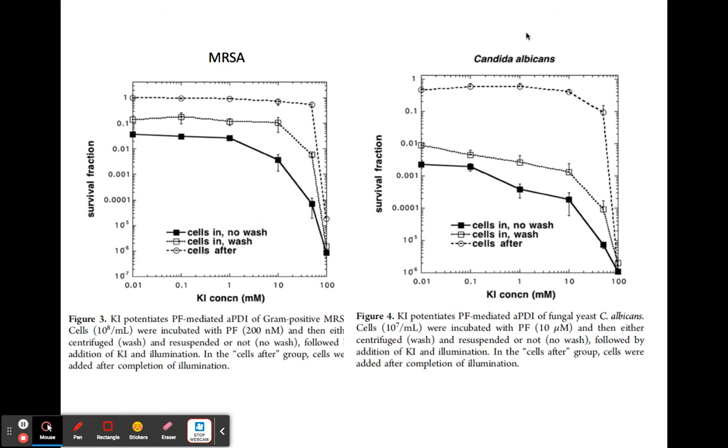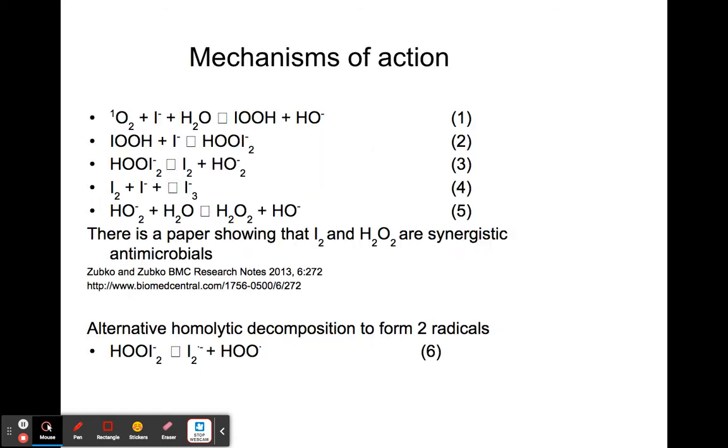It works with gram-positives. It also works with fungus, Candida albicans. When you get to 100 millimolar KI, you get several logs of extra killing. 100 millimolar you might think is quite a lot when you're only using nanomolar photosensitizer, or micromolar in some cases. But when you think that the potassium iodide has to react with a short-lived ROS, singlet oxygen, you need a high concentration to trap it.